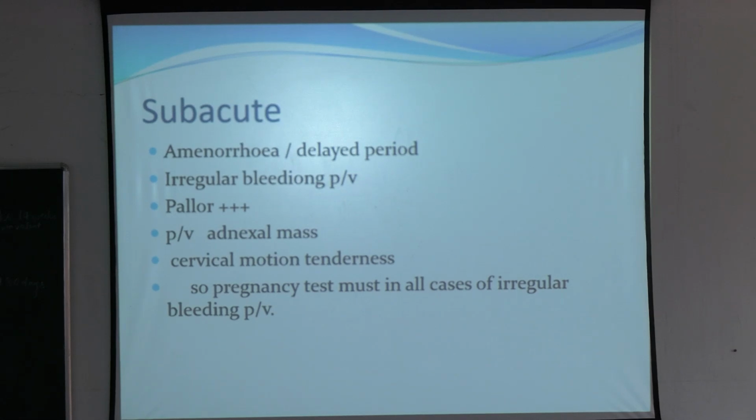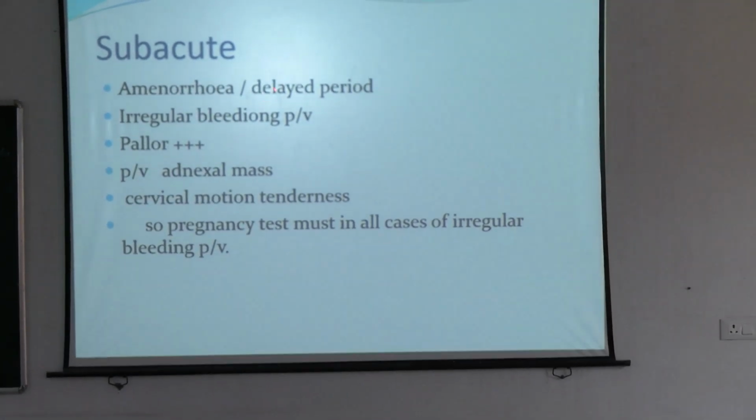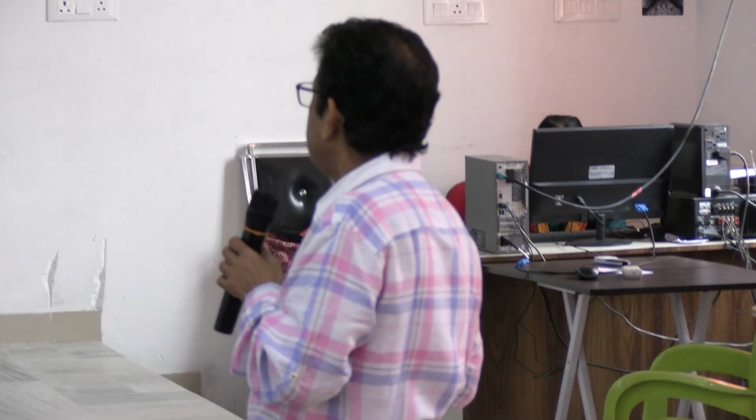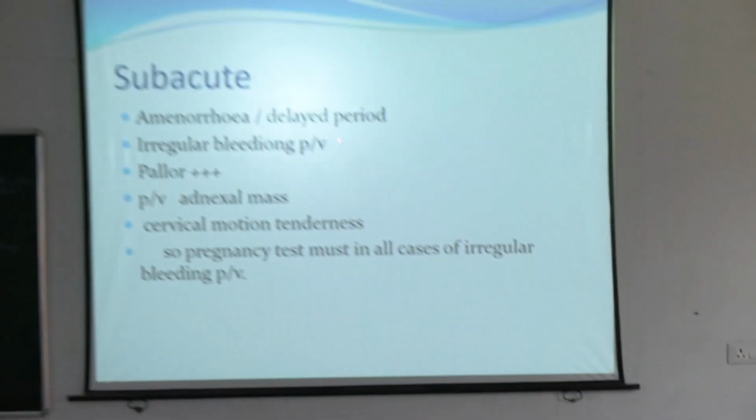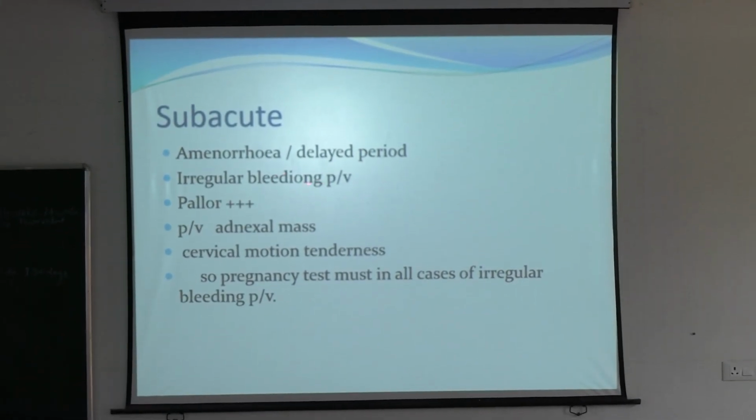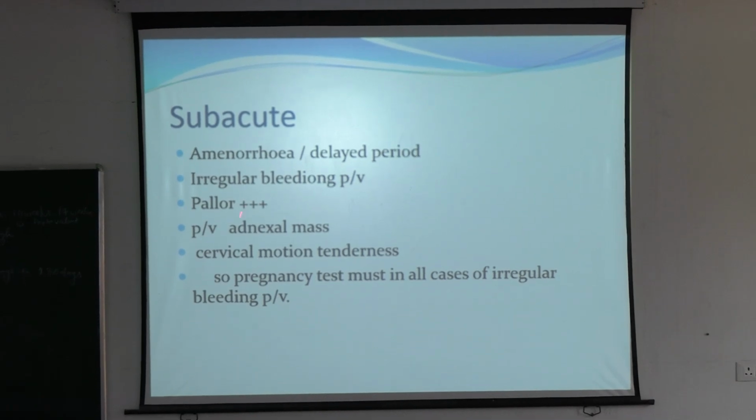Then we come to the subacute presentation. This is amenorrhea or delayed period, though not exactly amenorrhea, because unless the second period is missed we cannot call it amenorrhea, but there is a delayed period by 7 days, 10 days or 2 weeks. Following the missed period, there is irregular bleeding per vagina and pain abdomen, of course, and pallor is marked because of the bleeding inside. On PV, you may find an adnexal mass.